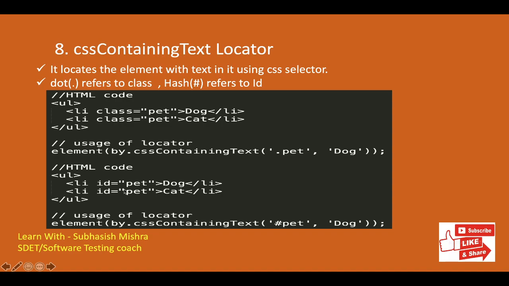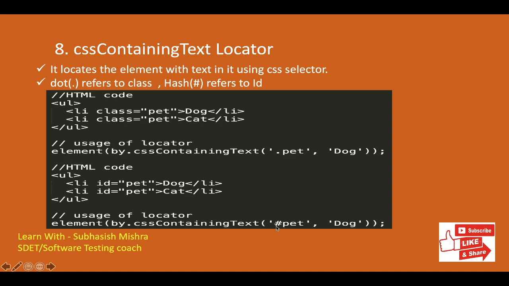You can use the element function and then by.cssContainingText, so element function, then by.cssContainingText, then we are using .pet. Why we are using dot? Because dot refers to a class and here we have a class, that's why we are using .pet. If in place of class you find an ID, then we can use hash.